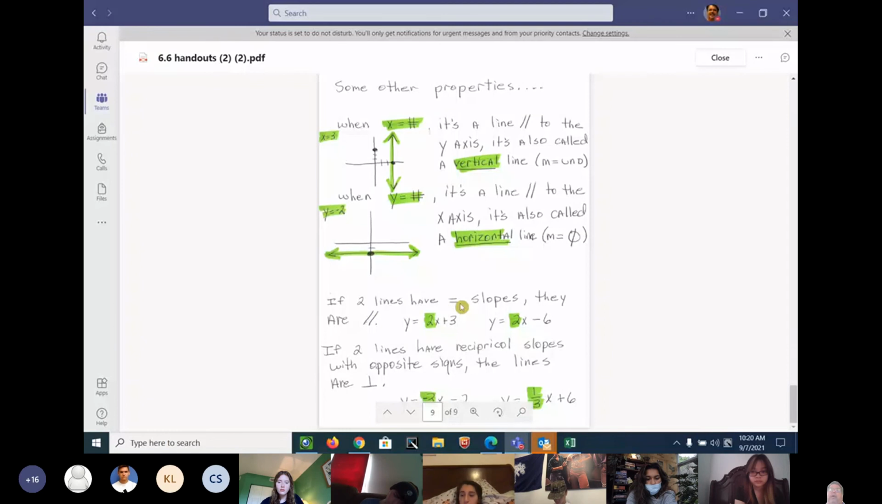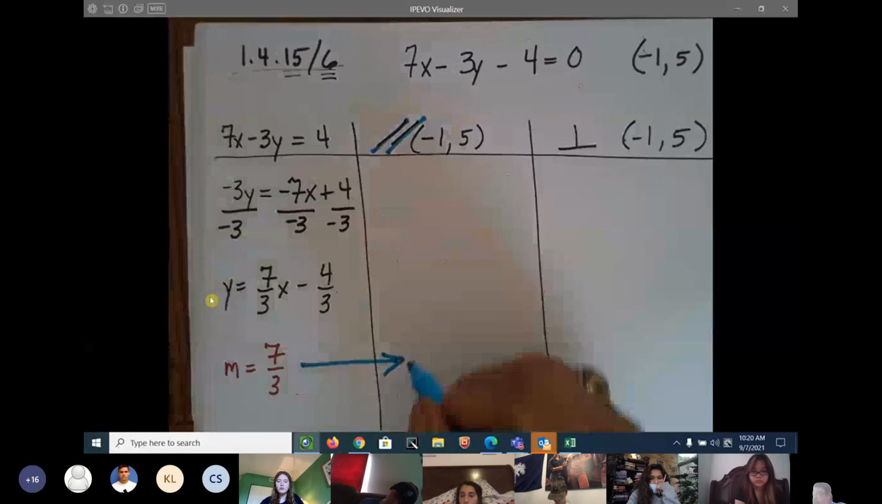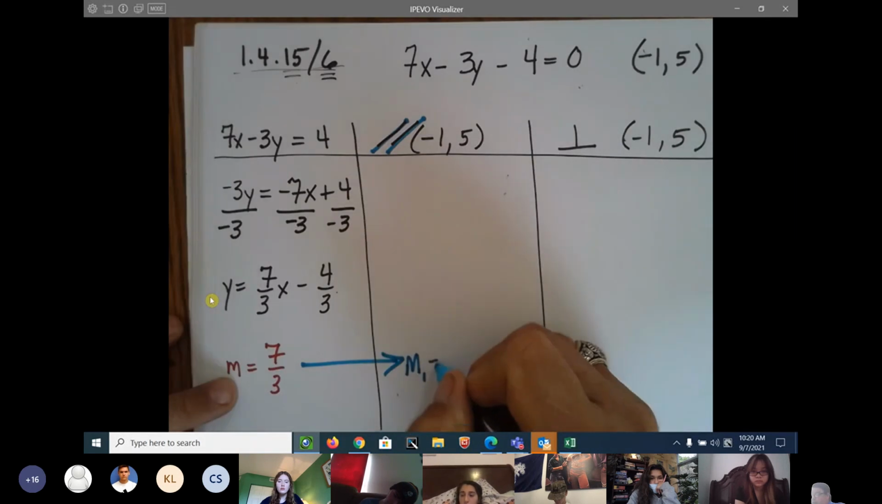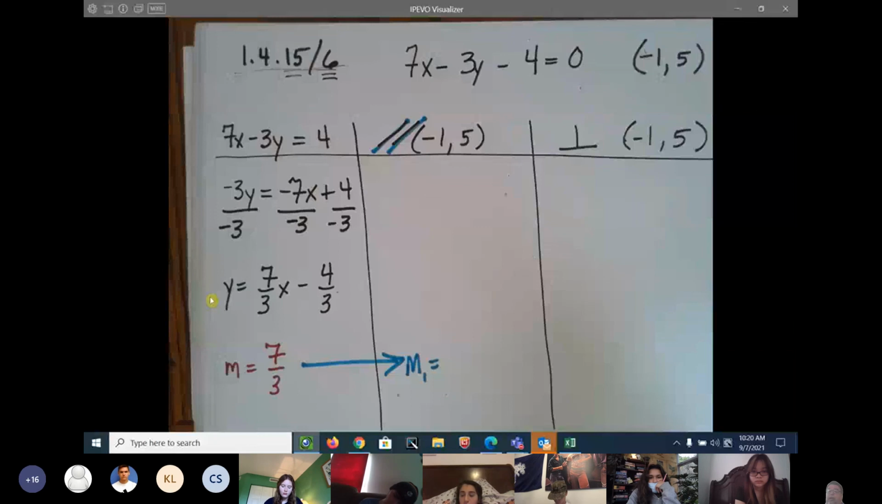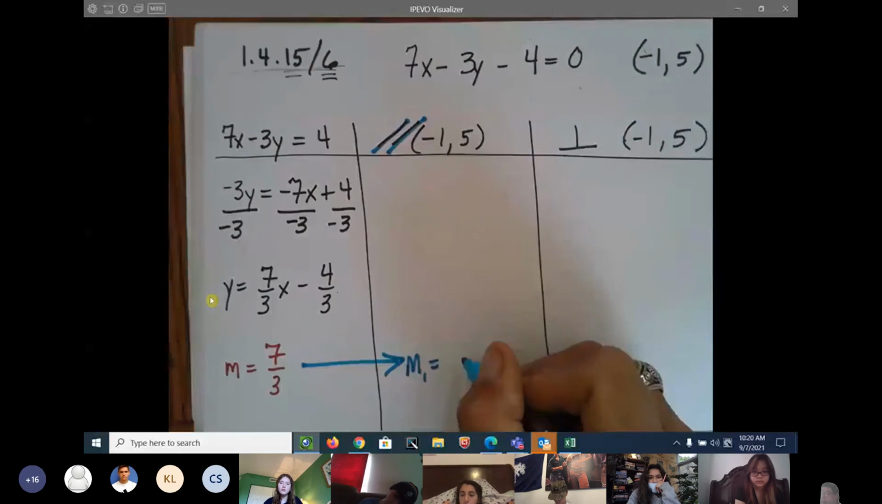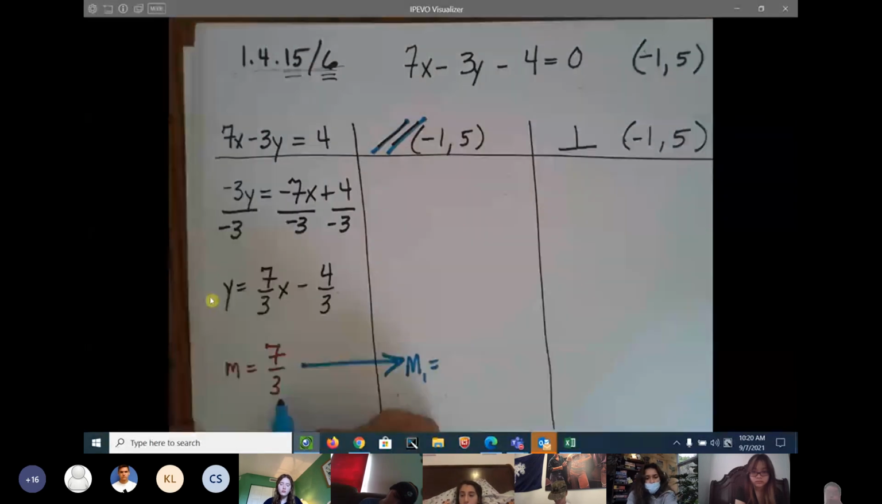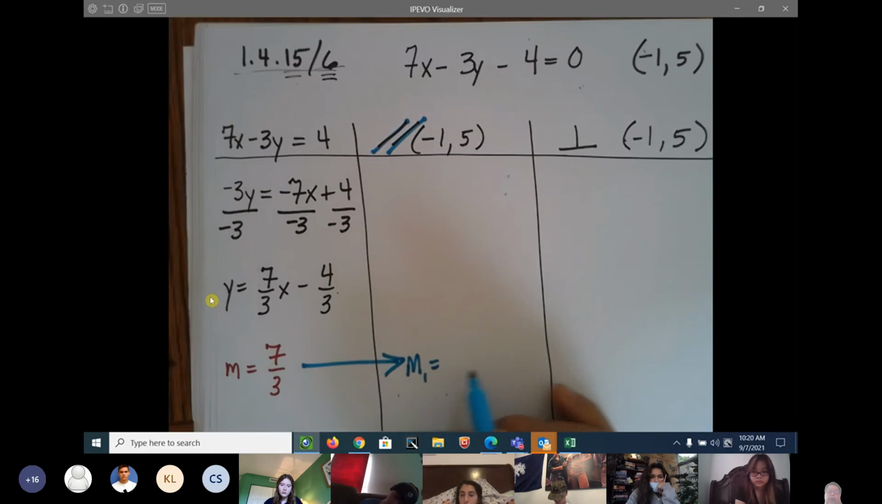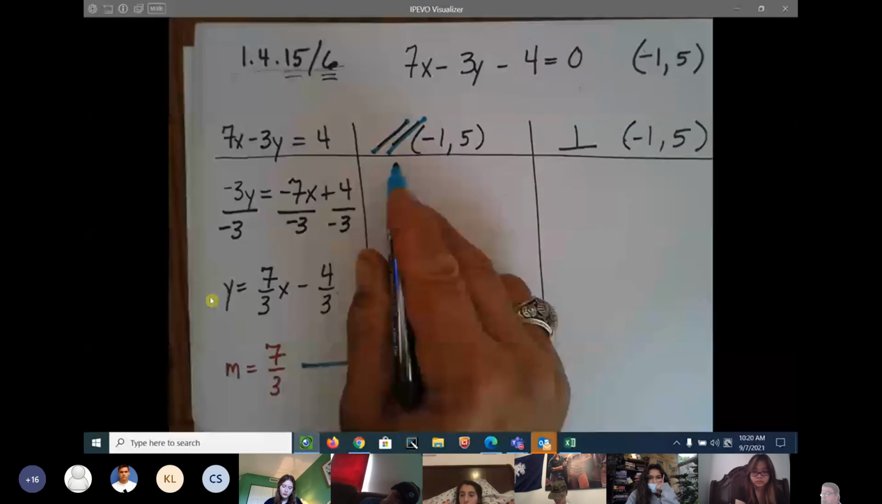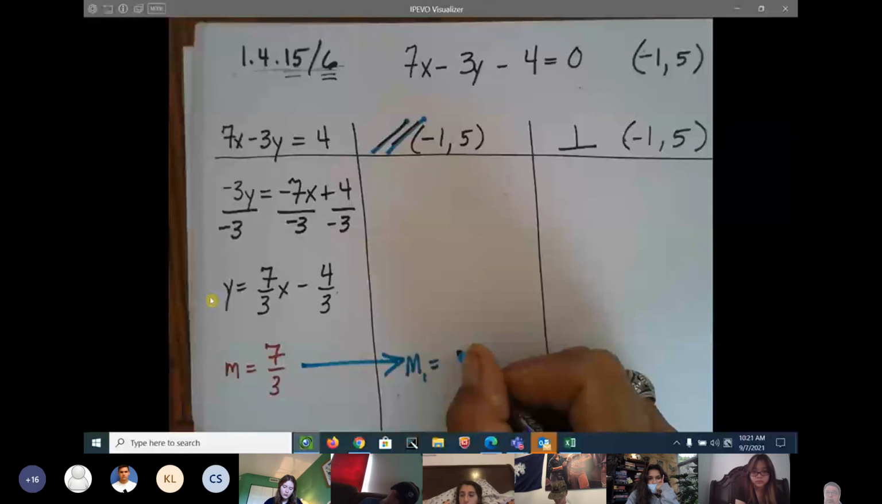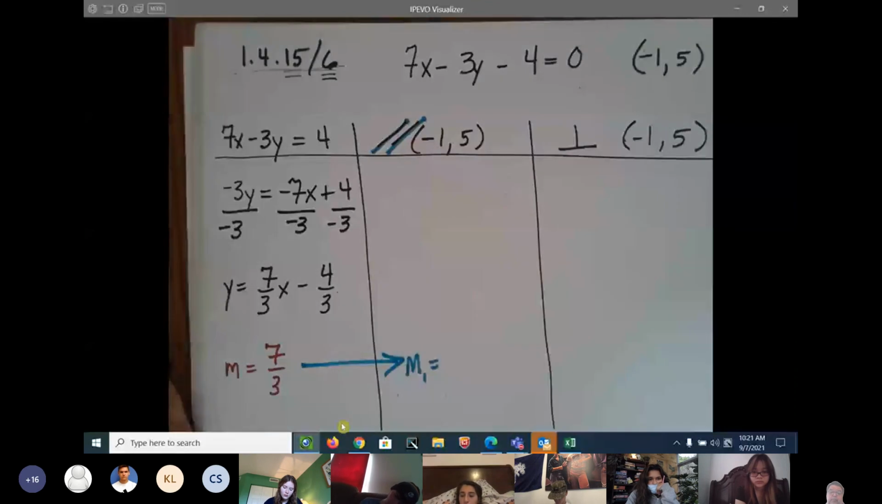What do parallel lines have? The same slope. So therefore, since I read my handout and printed it out, what is m sub 1 going to be equal to for parallel lines? If my slope is 7/3, what's this slope going to be for parallel? Okay, let's go back. We're going back to 7/3. Thank you.